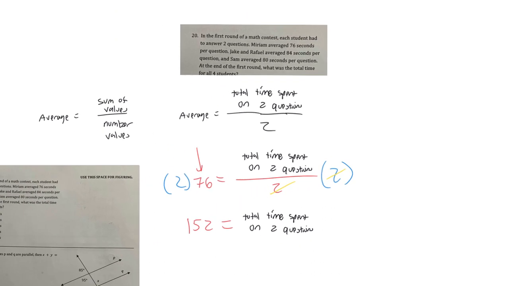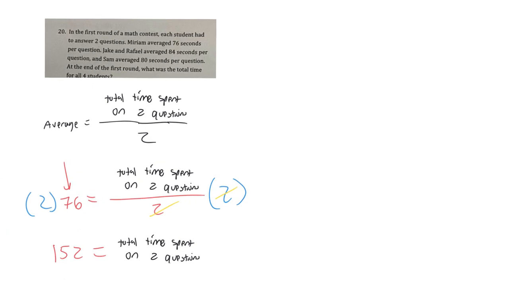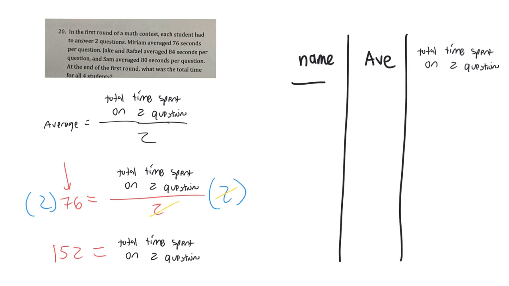Now, my thought is we could break this down into a nice chart or table. So we could say name, we could say average, and then we could say the total time spent on the two questions. Okay, not the best handwriting, but we're going to organize the information to make it nicer. So who are the people we are dealing with? Well, we have Miriam, right? Who else do we have? We have Jake, right? We have Raphael. We have, who else? Sam, right? Sam's right here. Okay, so we got these people.